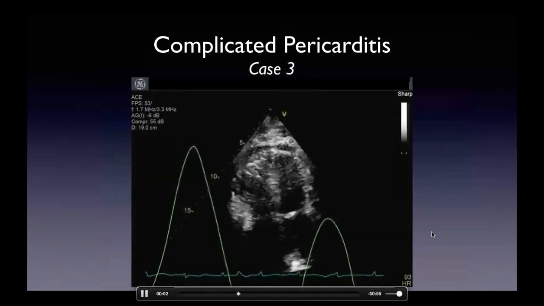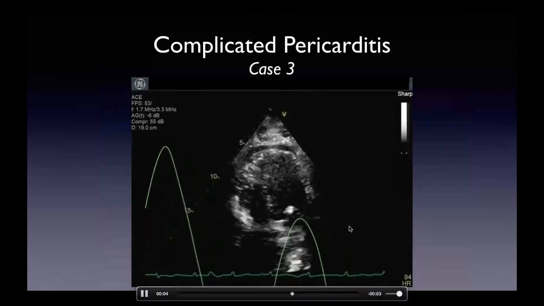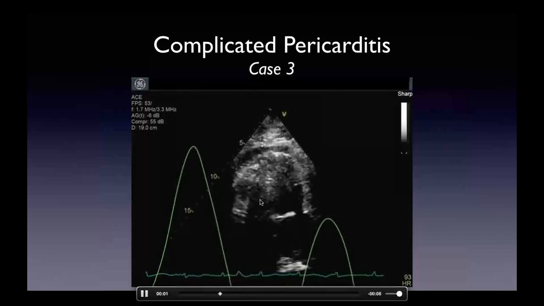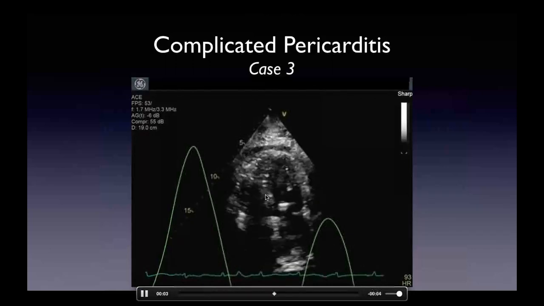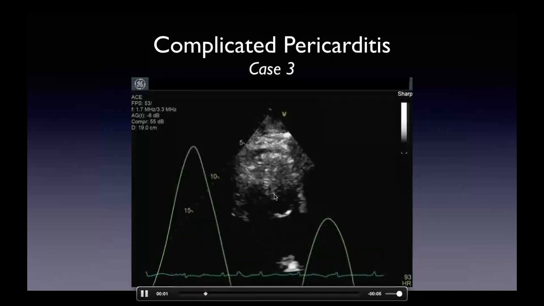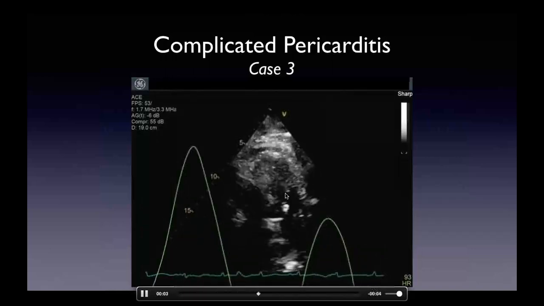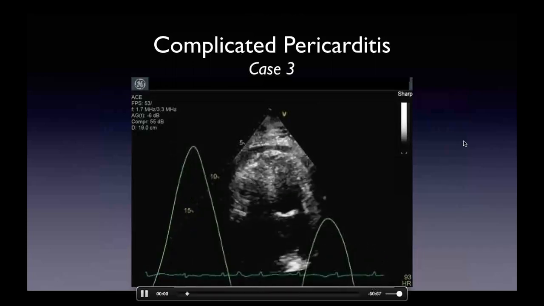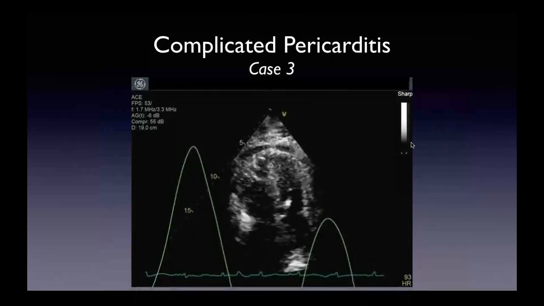Here's that long loop that I mentioned earlier. A bit of a difficult image, but you want a long loop to see if there's any ventricular interdependence. And if I look at the septum here, you can see every now and then the septum shifts from the right to the left. RV expands a little bit compared to the LV. RV gets a little bit smaller. And this is fairly subtle ventricular interdependence, a sign of constrictive physiology.